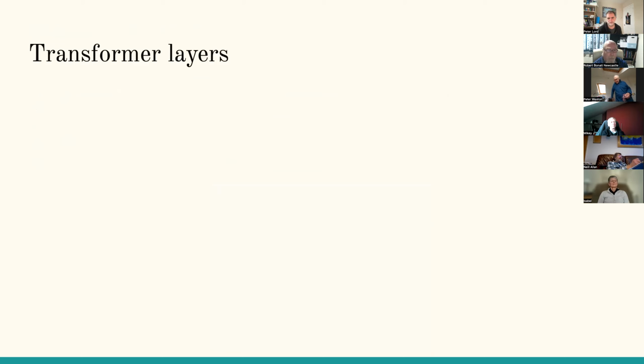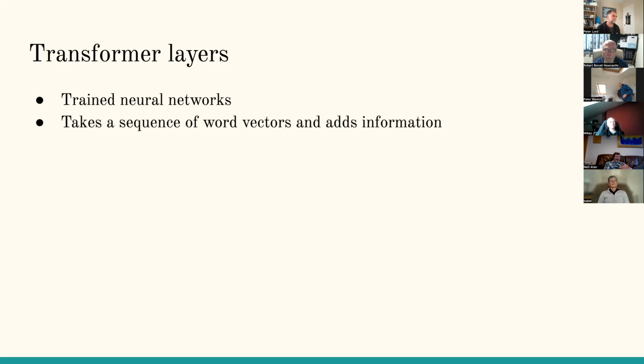Now we have our transformer layers, and this is the magic that Google gave to us in that 2017 paper. And these transformer layers are trained neural networks. They've been trained exactly the same way as we talked about before. There's billions of iterations to tweak the weights so they give the expected answer. They've been trained on a sequence of word vectors. So each transformer layer takes the vectors that we talked about just now and adds information to it. They transform the sentence in various ways.